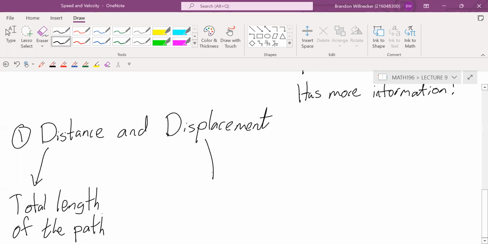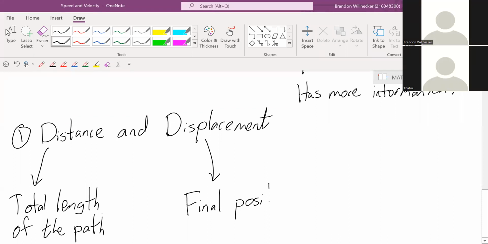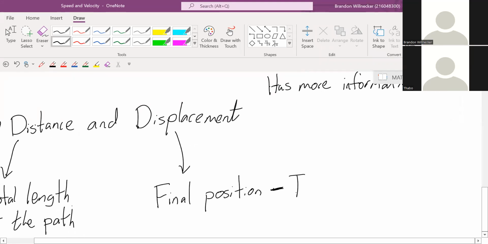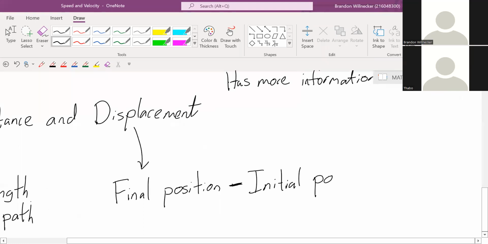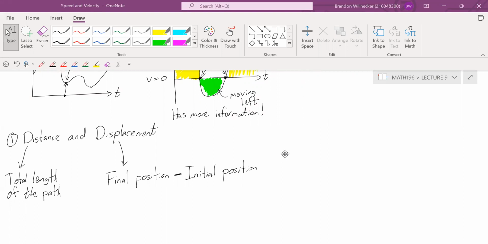On the other hand, displacement is just your final position minus your initial position. Okay, so for displacement, we're not interested in the path that you took. We're only interested in where did you stop, where did you begin. You take the difference between those two, and we call that your displacement.